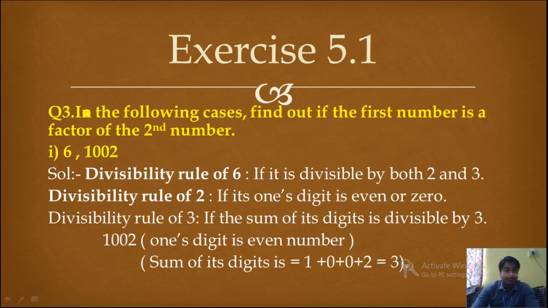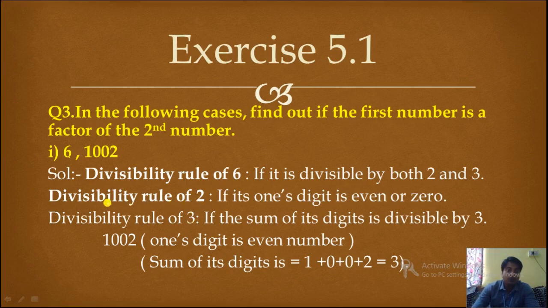Now question number 3. In the following cases, find out if the first number is a factor of the second number. So here you have to find out whether 1002 is divisible by 6 or not. So here also you have to think of the divisibility rule of 6. If it is divisible by both 2 and 3, then only this number will be divisible by 6. So either you can divide by 2 and 3 one by one and check, or you can go through the divisibility rule of 2 and 3.